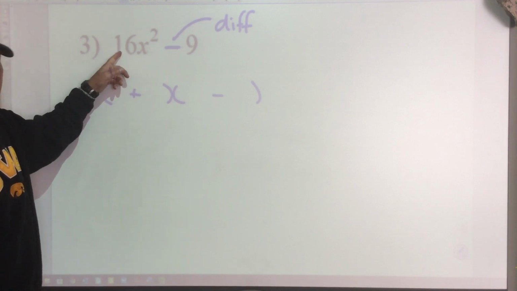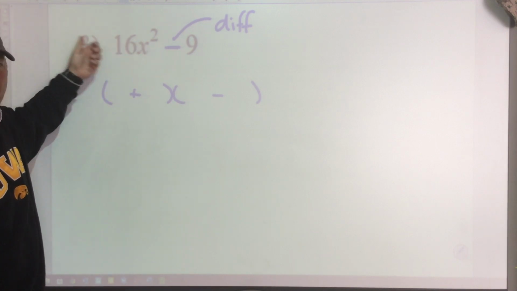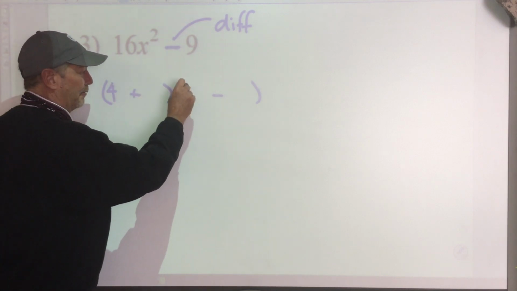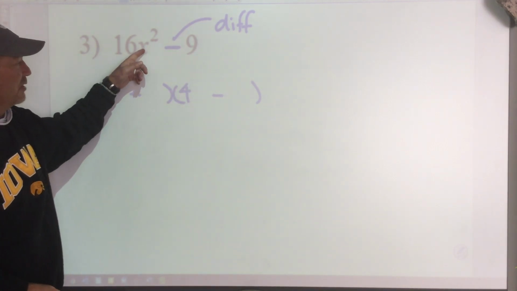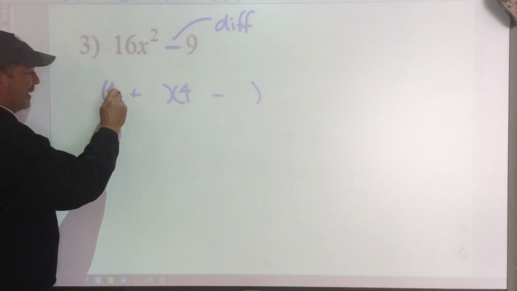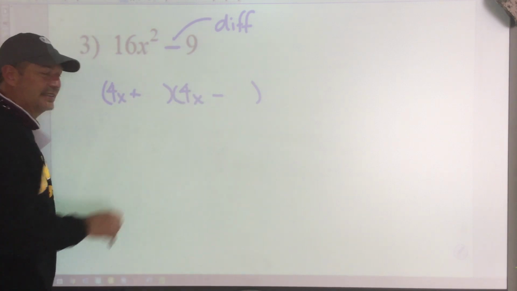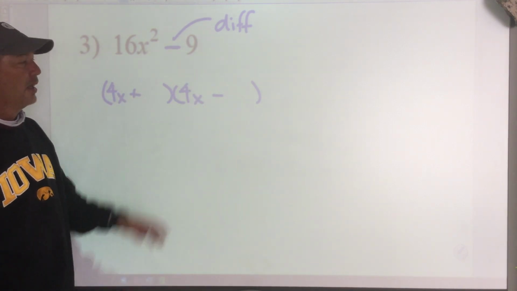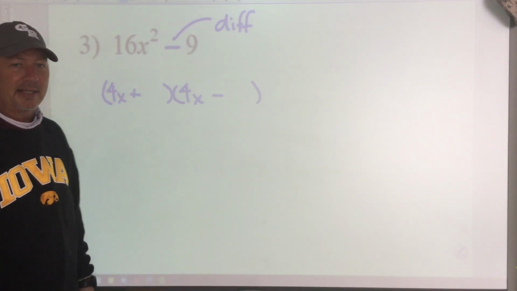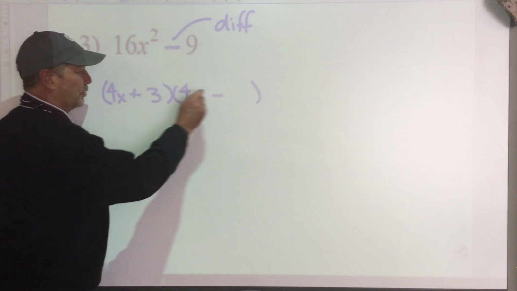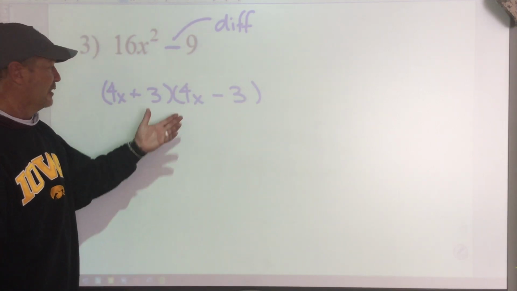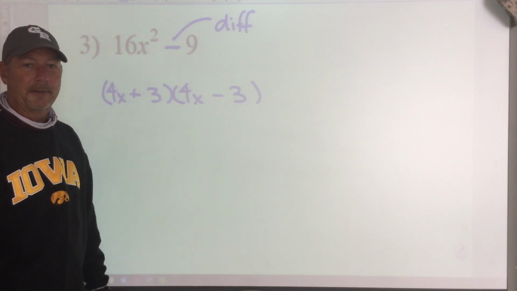We break down the 16. The 16 is in the front half. So when we break down the 16, the 4s go in the front half. The x squared is in the front half. So when we break down x squared as x times x, it stays in the front half. The minus 9, the 9 is in the back half. So when we break that down, that will be 3 times 3. That goes in the second half or the back half of the parentheses. And this is how you factor the difference of two squares.